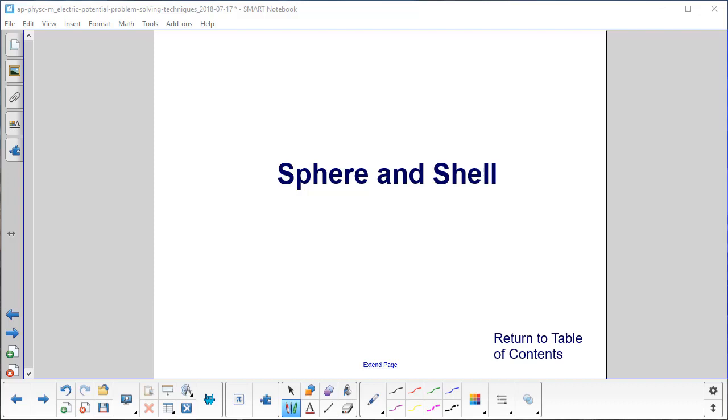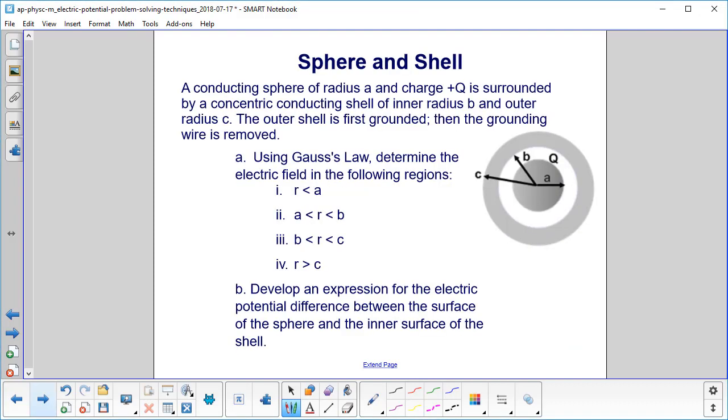Sphere and shell. A conducting sphere of radius a and charge plus q is surrounded by a concentric conducting shell of inner radius b and outer radius c. The outer shell is first grounded, then the grounding wire is removed. Using Gauss's law, determine the electric field in these four regions, then develop an expression for the electric potential difference between the surface of the sphere and the inner surface of the shell, so that's this area here.